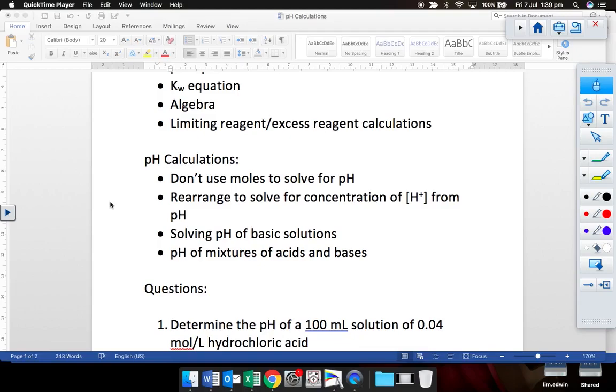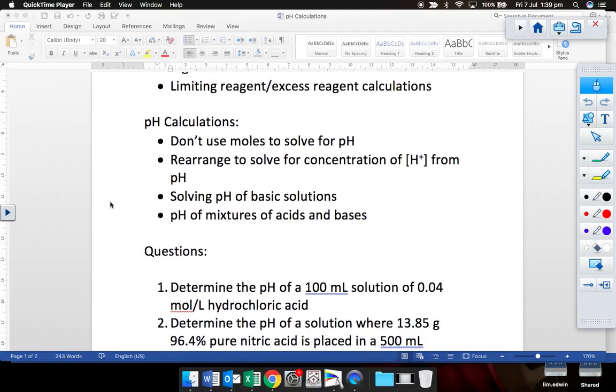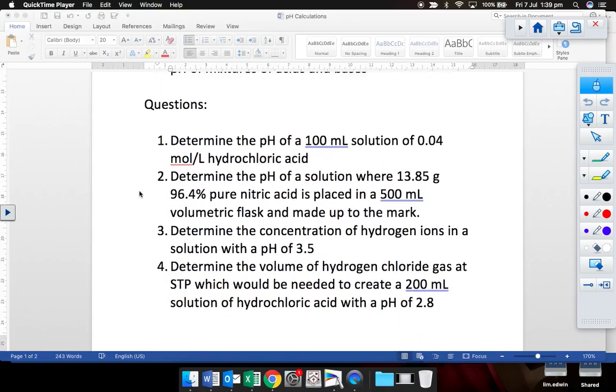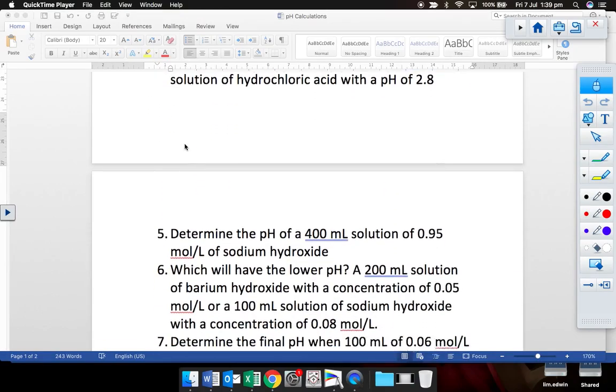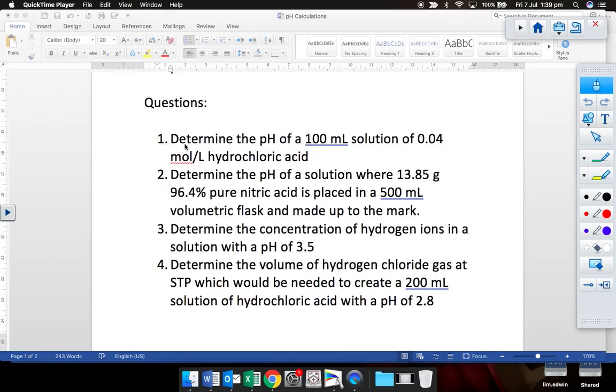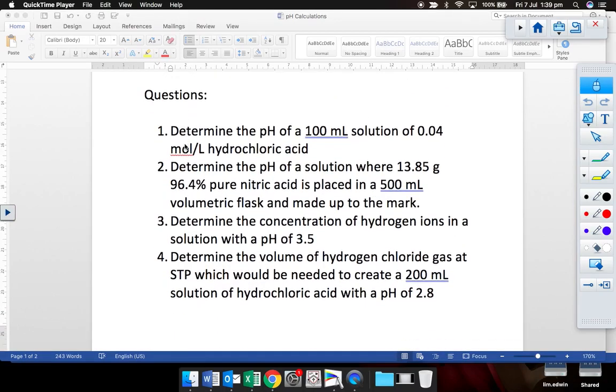In Year 12, we're going to use Kw to solve for the pH of basic solutions, and hopefully you've seen that a little bit, but we're going to go through some examples of questions that will apply that. And you've got to know how to work out the pH of mixtures of acids and bases. So you've got to remember stuff about acids and bases, as well as all your limiting reagent and excess reagent calculations. So we're just going to go through and answer some questions, which will test our ability to remember how to do all these pH calculations.